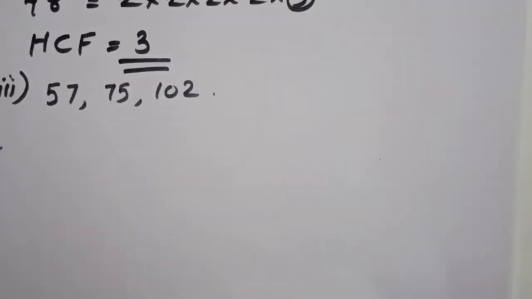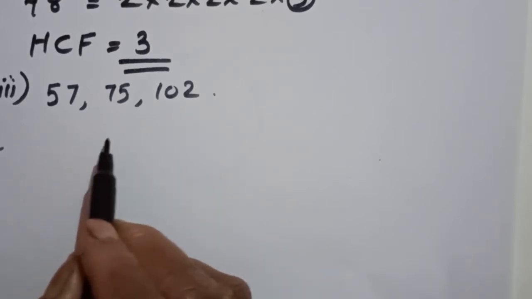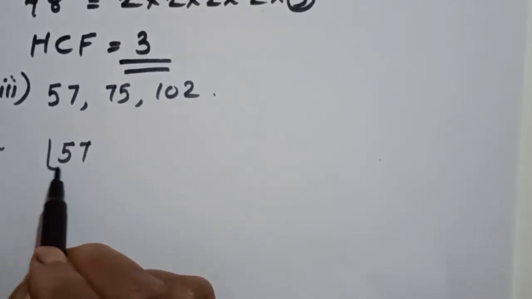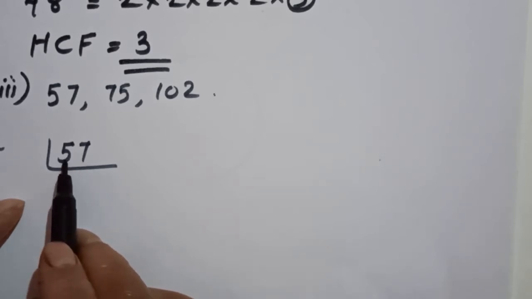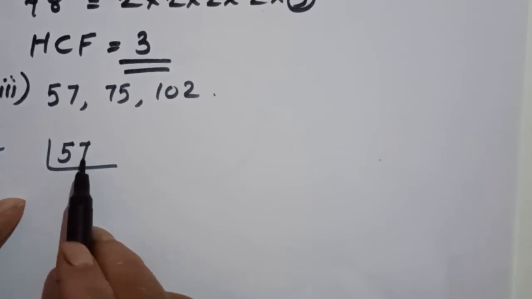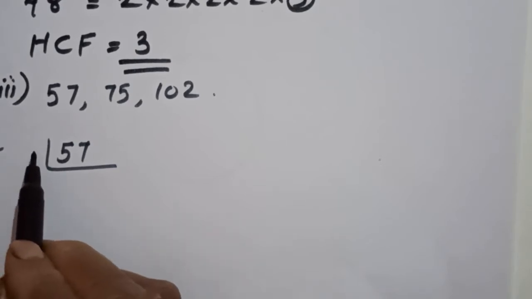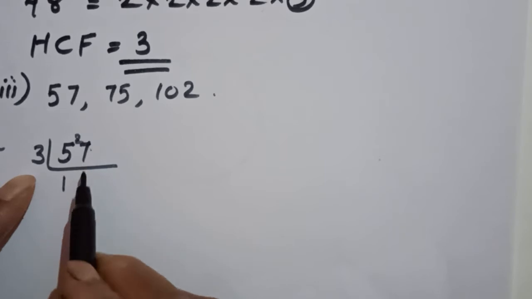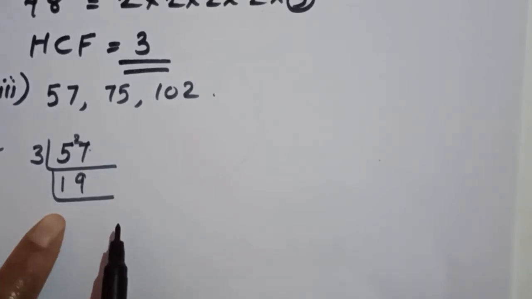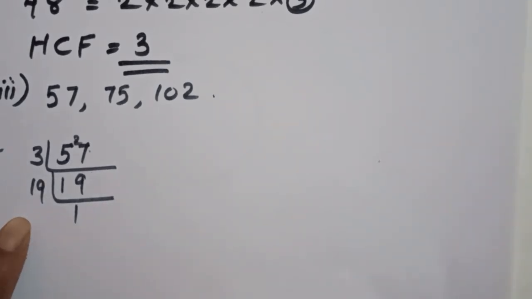Okay, question number 8 is 57, 75 and 102. 57, it is not divisible by 2 because last digit is 7. It's not 0, 2, 4, 6, 8. So add the digits. While by adding we are getting 12. 12 is divisible by 3, so we can write 3 here. 3 ones are 3, 2 remains 27, 3 nines are 27. And 19, we know that it is a prime number, so we will directly write here 19 ones are 19.